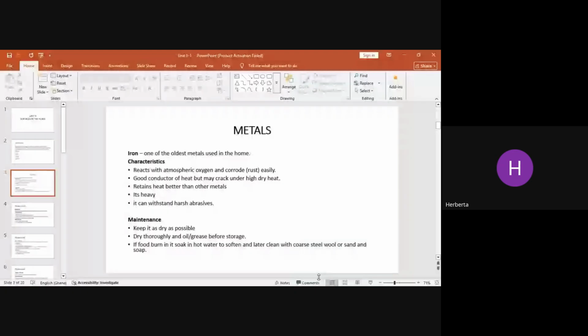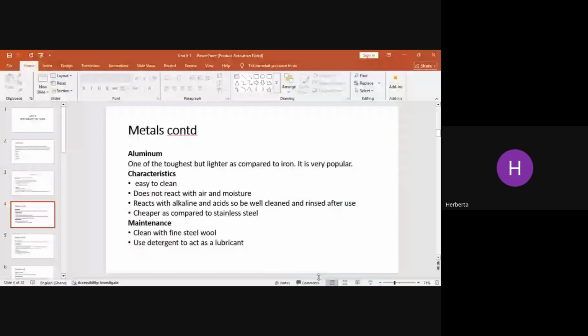If you use it for cooking and you get some burnt food under, you don't have to scratch it with abrasives. Although it can withstand harsh abrasives, it's better you pour water in it and leave it for some time to soften, to make cleaning easier. Another metal is aluminium.